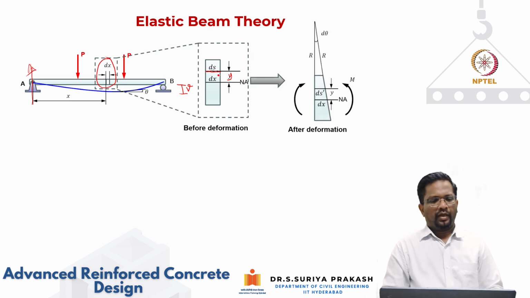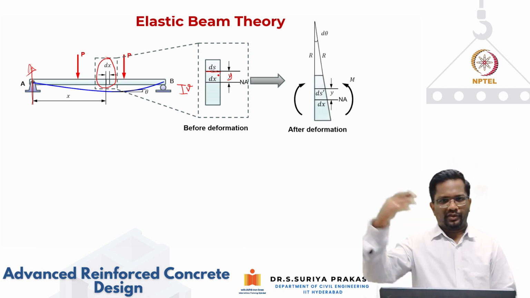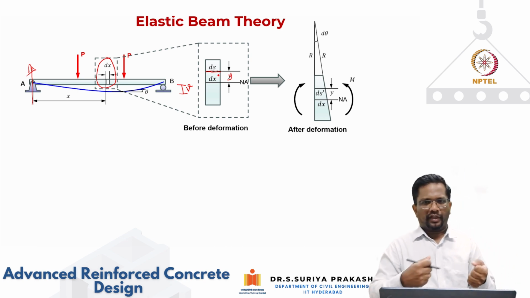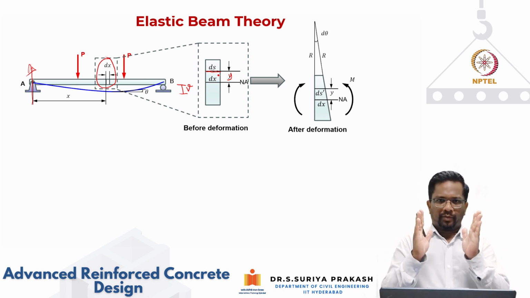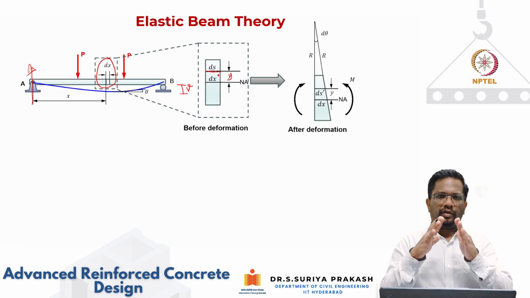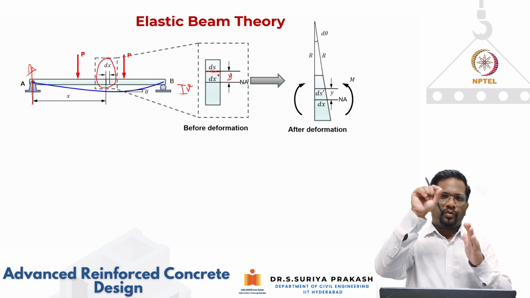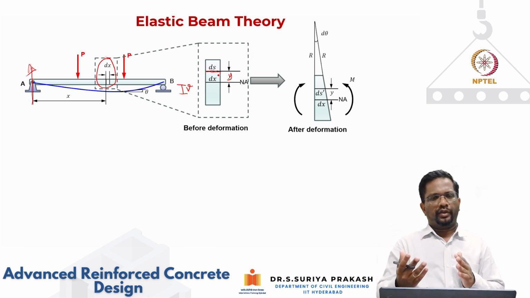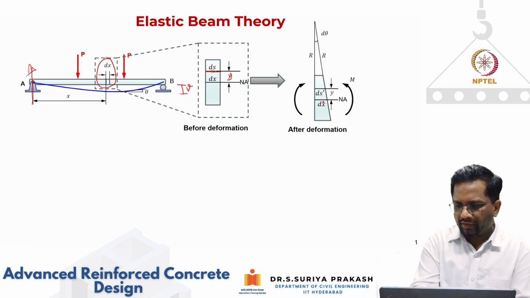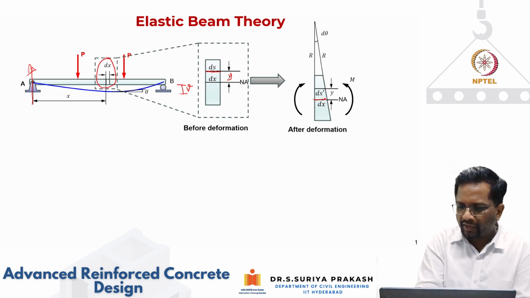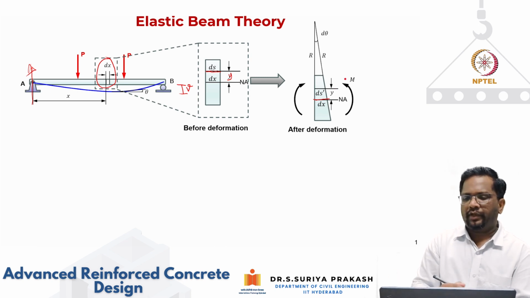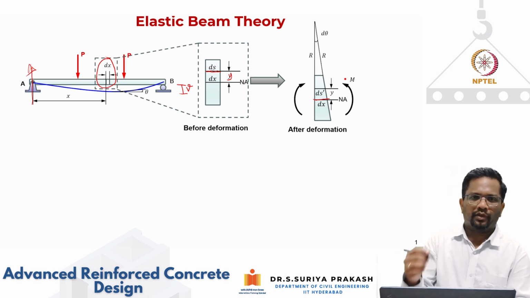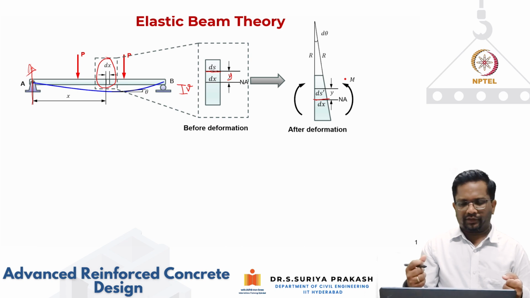Now if you start increasing this load P from 0 to a certain value, let's say 30 kilonewton or 40 kilonewton, the beam is bent. As we've seen previously, the vertical lines will remain vertical and rotate. However, the horizontal lines, depending upon whether the line is above or below the neutral axis, will be in compression or in tension. So the horizontal lines above the neutral axis are going to be in compression, and below the neutral axis they are going to be in tension.